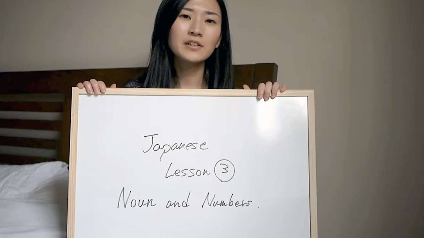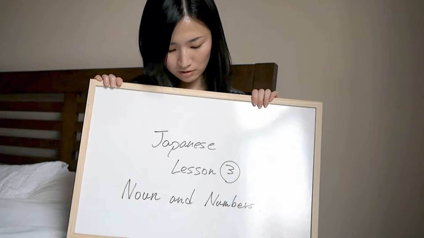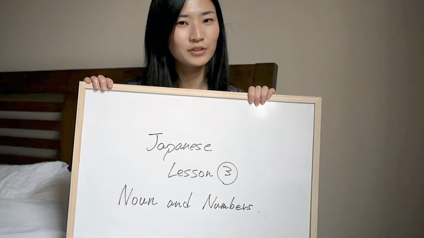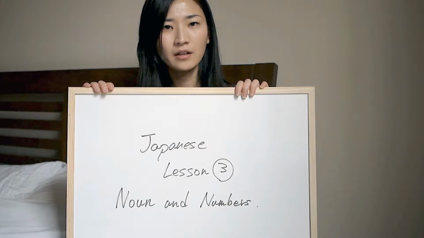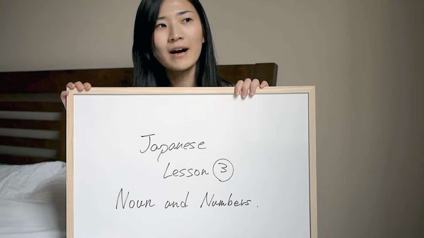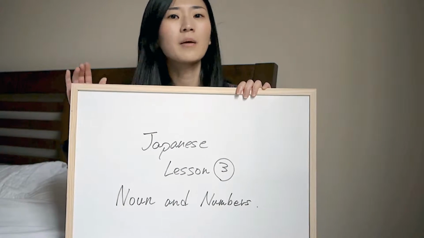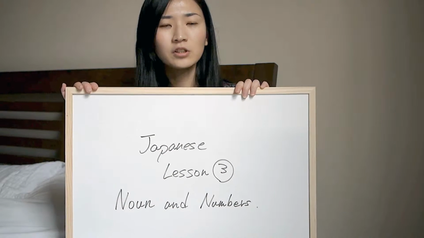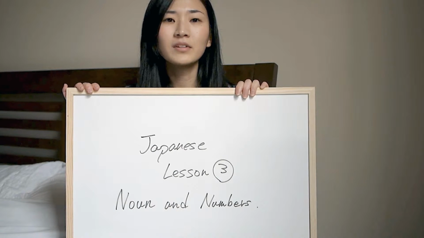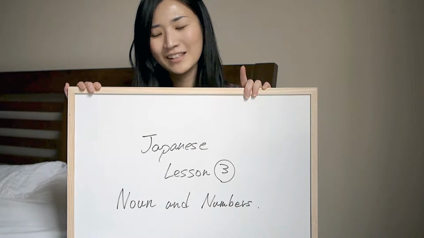Hello, this is Japanese lesson 3. Today's topic is nouns and numbers: how we can make the different numbers of nouns. And why I made this topic a separate whole lesson is because there is good news and bad news in Japanese nouns.